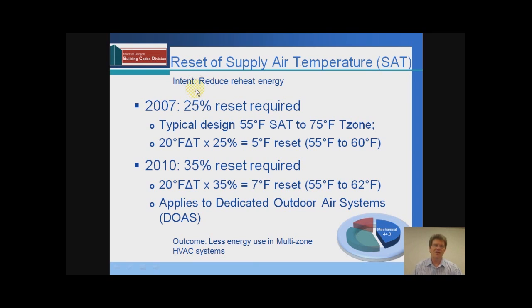Now there's a strategy called supply air temperature reset that can save significant energy in a VAV system. In the old code there was required a 25% reset. In the new code it's 35%, and that percentage is between the design supply air temperature at the central fan and the room set point, typically 70 or 75 degrees, the comfort set point temperature that needs to be met. So a 35-degree reset might mean a 7-degree reset requirement.